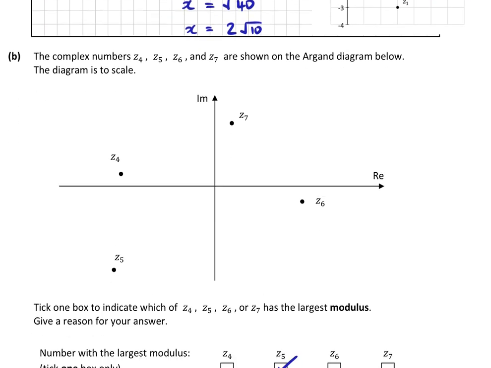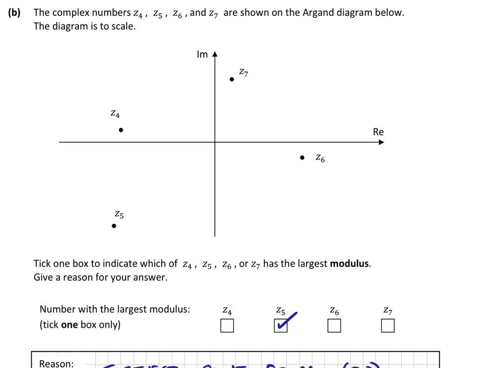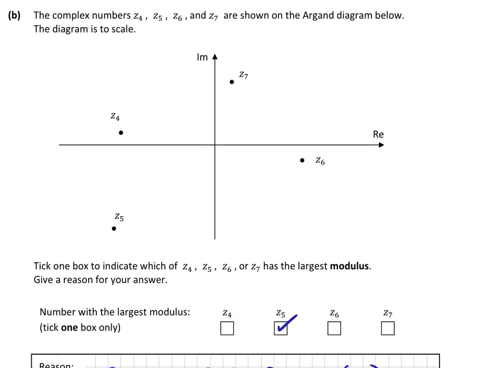Okay, so that brings us on to the last part of that question. You can see that it talks about the modulus of each of these lines. So which one of these has the largest modulus? You know yourselves that the modulus is from (0, 0) to, for instance, z7. So if we were looking for the modulus of z7, it'd be the length of this line here. If you're looking for the modulus of z4, it'd be the length of this line from z4 back as far as (0, 0).